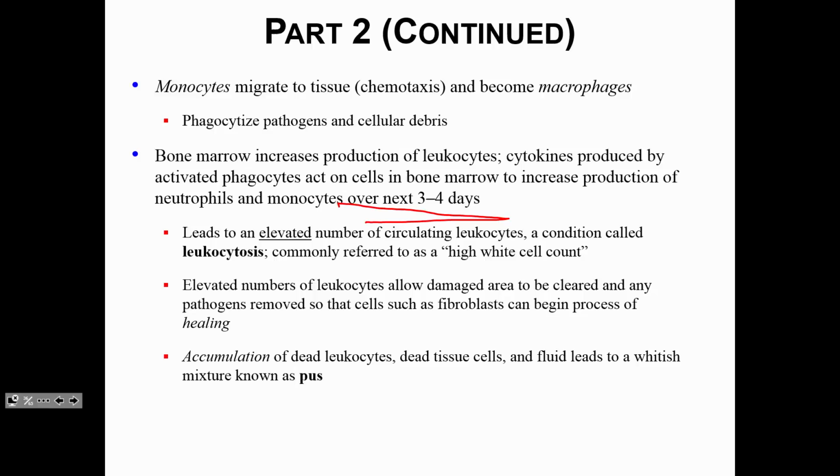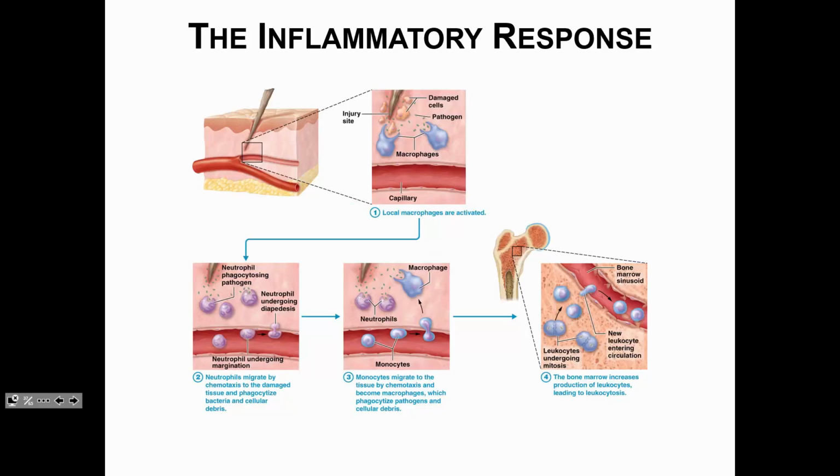That leads to an elevated number of leukocytes in the bloodstream, which is called leukocytosis. We've probably heard this as a high white cell count. That just means that elevated number is getting that damaged area cleaned up and cleared of any pathogens so that we can start healing. Okay. Now, sometimes pus forms, which is just a mixture of dead leukocytes, dead tissue, fluid, kind of leads to a gross white mixture that we call pus. Okay. All right, and here, of course, is the picture form.